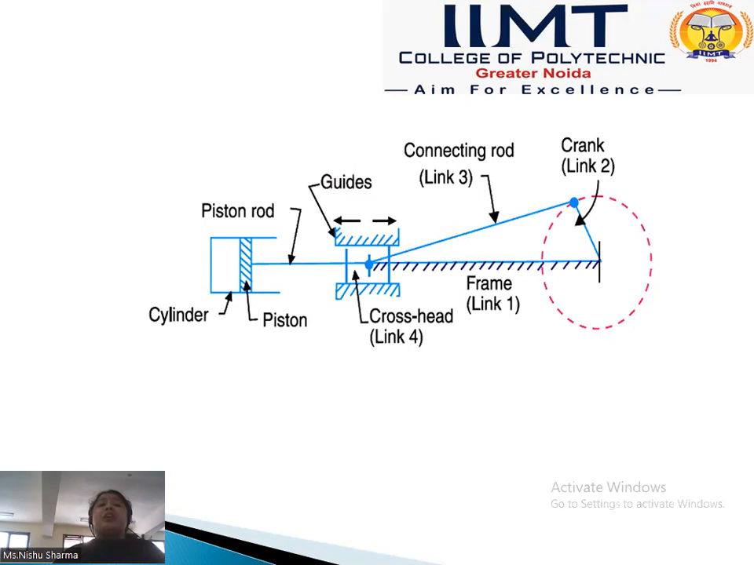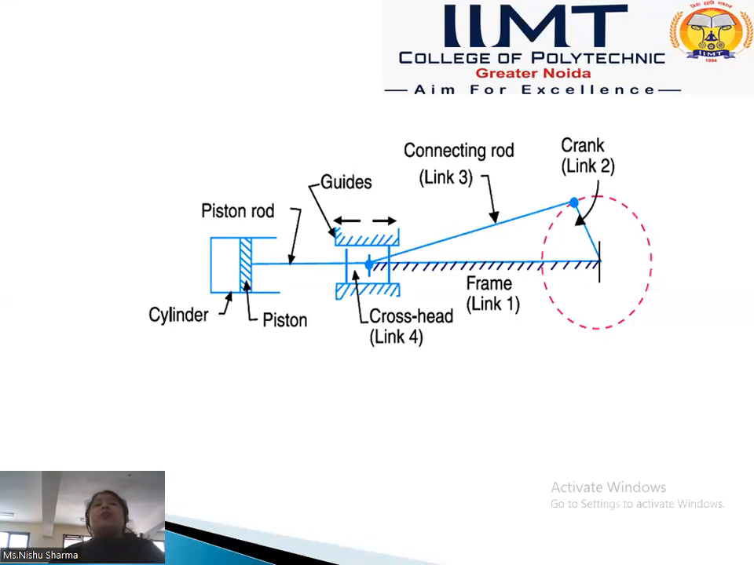The first one is the frame, which is a fixed link. The dashes show that it is a fixed link. So the first link is the frame, that is link one, and we know that in a mechanism and in a machine, all the fixed links are considered as a single link. Okay, and the second link is the crank, the third link is the connecting rod, and the fourth link is the crosshead, which guides in the piston cylinder arrangement.